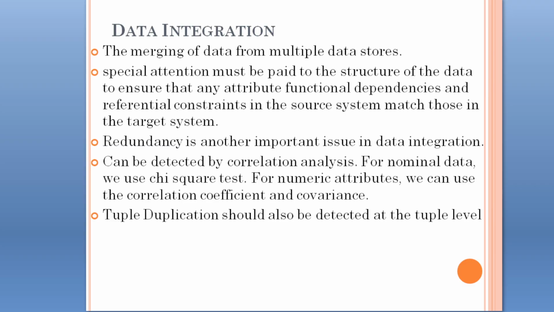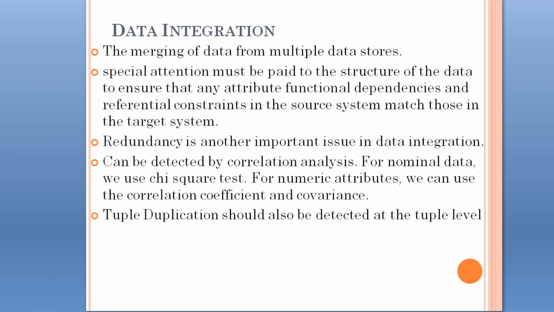So the second step in data pre-processing is data integration. Data mining often requires data integration, and data integration means the merging of data from multiple data stores. Careful integration can help reduce and avoid redundancies and inconsistencies in the resulting dataset. When matching attributes from one database to another during integration, special attention must be paid to the structure of the data to ensure that any attribute functional dependencies and referential constraints in the source system match those in the target system.